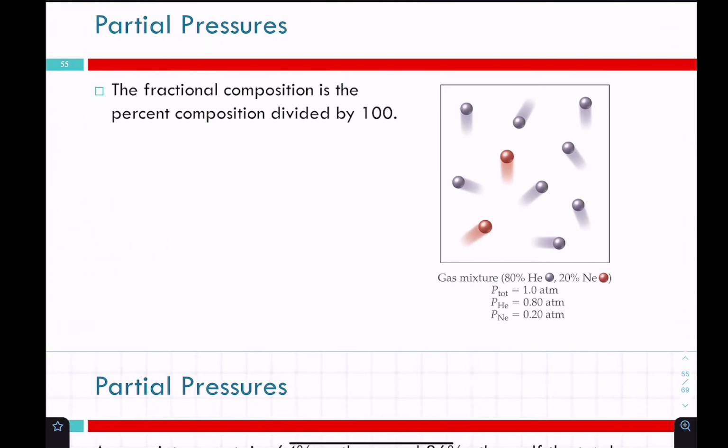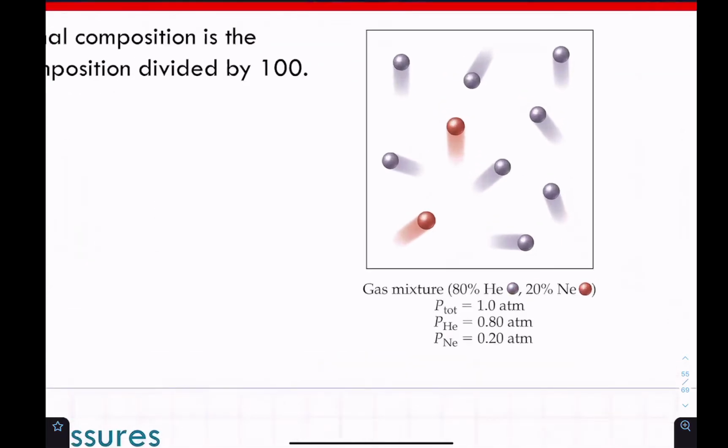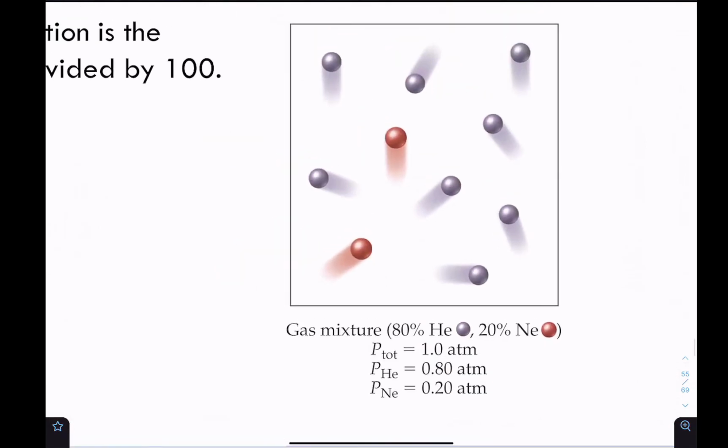All right, so for the fractional composition, you take the percent composition and divide it by 100. So you get a proportion. So for this gas mixture of 80% helium, we could take the total pressure inside of this. The total pressure, P total, is 1 atmosphere. And since this box contains 80% helium, that is the fraction of the pressure that comes from helium, 0.8 atmospheres. So the pressure of nitrogen, since there's 20% nitrogen, is going to be 0.2 atmospheres.